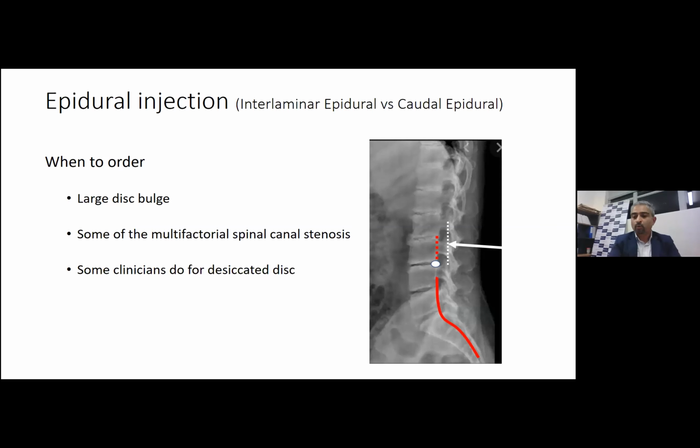And again, you can order these injections if there is multifactorial spinal canal stenosis, if there is disc bulge, and some of the pain specialists do these injections for degenerative disc disease as well.